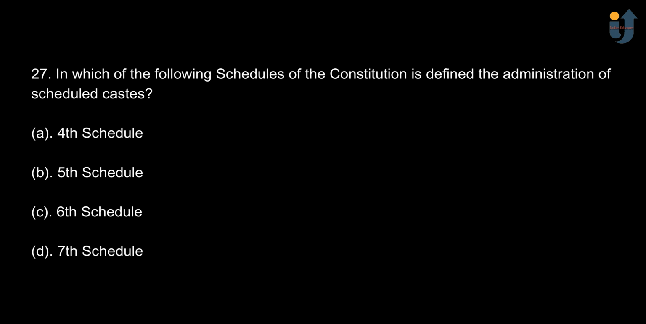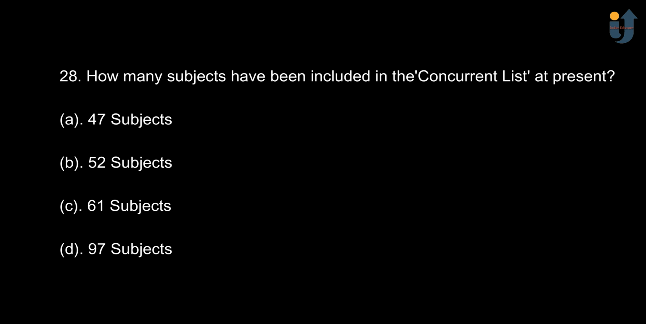Next, in which of the following schedules of the Constitution is defined the administration of scheduled castes? Option A, 4th schedule, option B, 5th schedule, option C, 6th schedule, and option D is 7th schedule. The correct option is option C, 6th schedule. Next, how many subjects has been included in the concurrent list at present? Option A, 47 subjects. Option B, 52 subjects. Option C, 61 subjects. And option D is 97 subjects. The correct option is option B, 52 subjects.